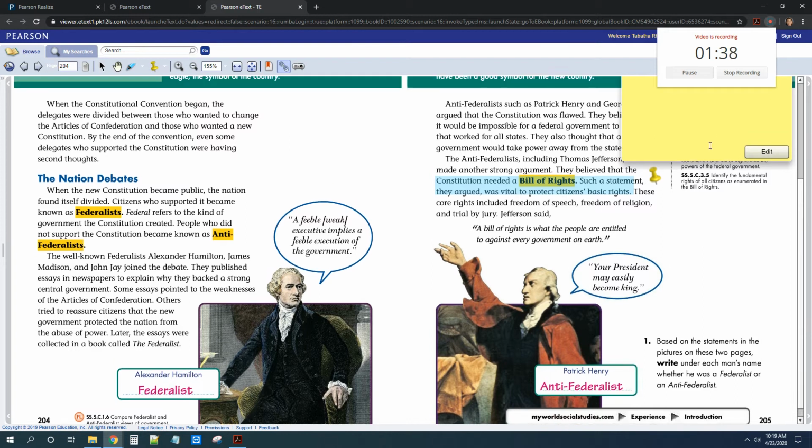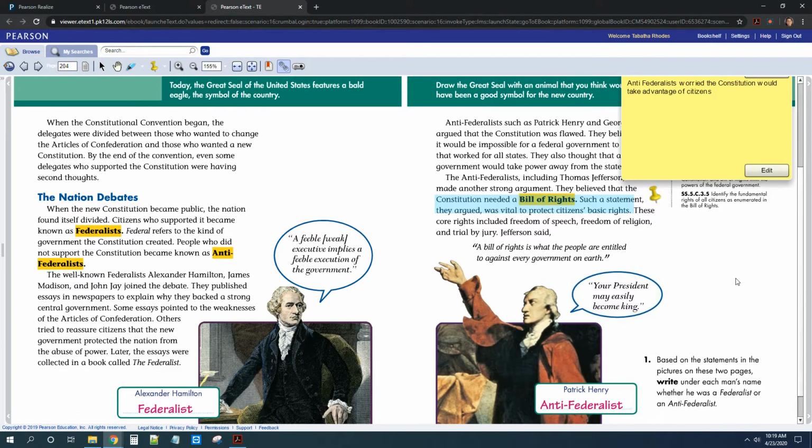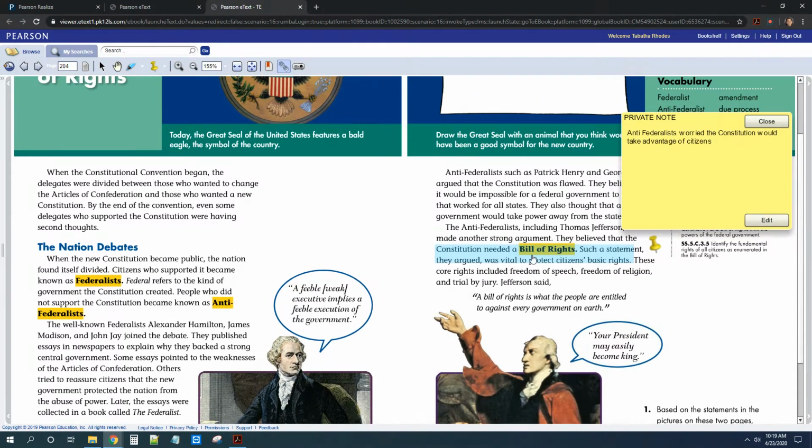So the first thing that we need to highlight for our quiz here is Bill of Rights. You need to know that that is something that protects citizens' basic rights. And I made a little note here because there's another question that kind of relates to this.